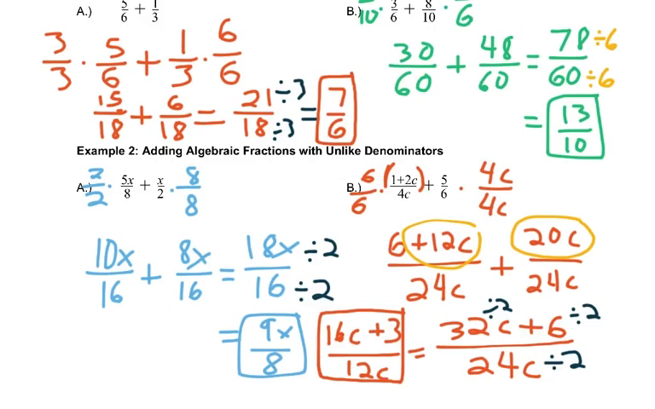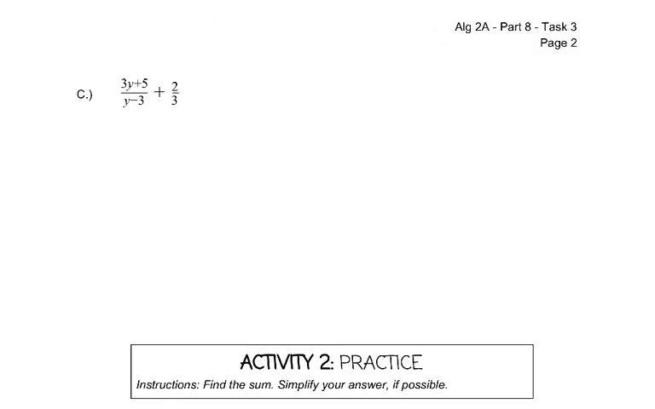And notice it'd be tempting to cancel the c's because you have 16c over 12c, but since the 3 does not have the variable c, you can't cancel. It has to be common to every term. Okay? Now there's one more in this section, and it looks even more complicated. We've got 3y plus 5 over y minus 3 plus 2/3. And so the first fraction has a y minus 3 in the denominator, not just a number, not just a variable. But it turns out we can do the exact same trick.